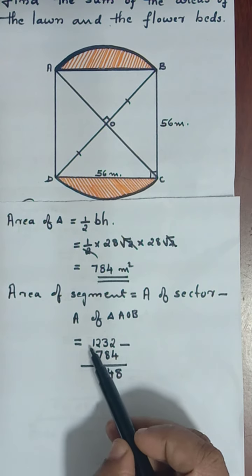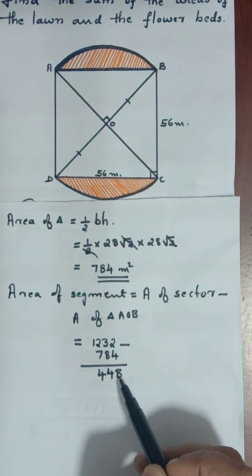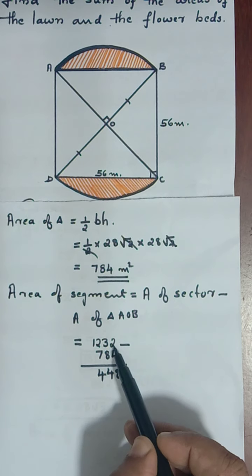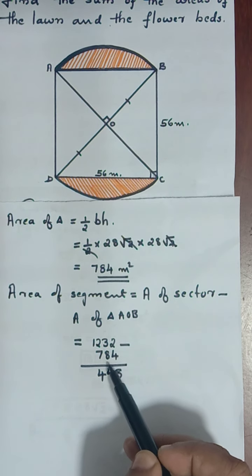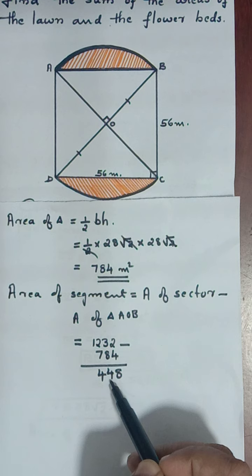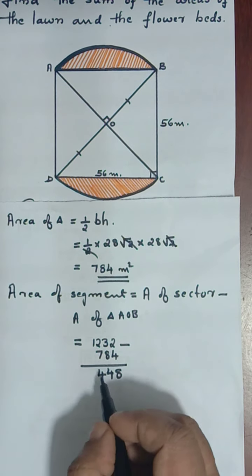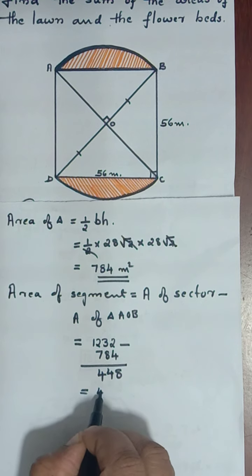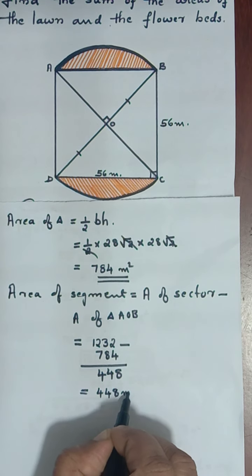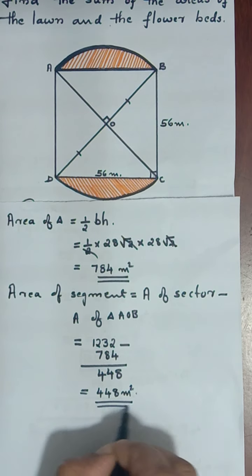Okay, you subtracted 1232 minus 784. 8 plus 4, 12 comes. 12, 9 plus 4, 13. 8, okay, so 448. 448 meters square is the area of one segment.